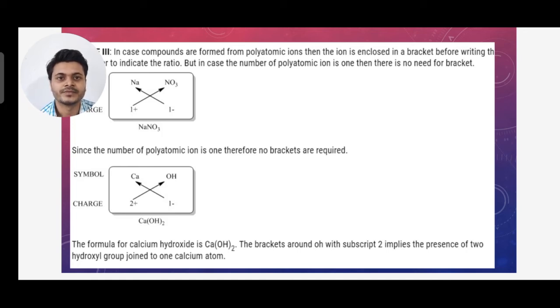So the formula of calcium hydroxide is Ca(OH)2. The bracket around OH with subscript 2 implies the presence of 2 hydroxyl groups joined with 1 calcium atom. So there are 2 OH groups and 1 calcium atom.